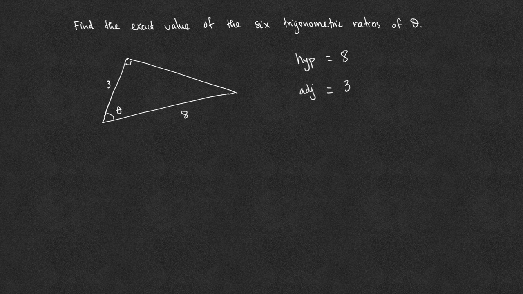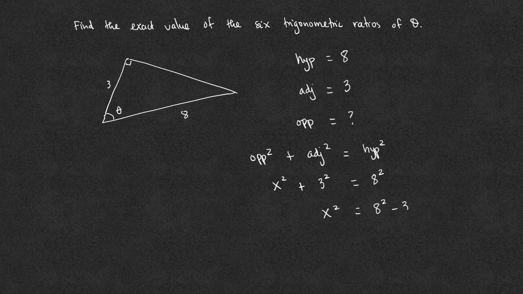What is missing is the opposite side to the angle theta, where the opposite side is now unknown. But using the Pythagorean theorem, we have the opposite side squared plus the adjacent side squared equals the hypotenuse squared. The length of the opposite side is unknown this time, so we would call it x for now. The adjacent has the length of 3, and the hypotenuse has the length of 8. X squared is therefore 8 squared minus 3 squared, which is 64 minus 9, or 55.